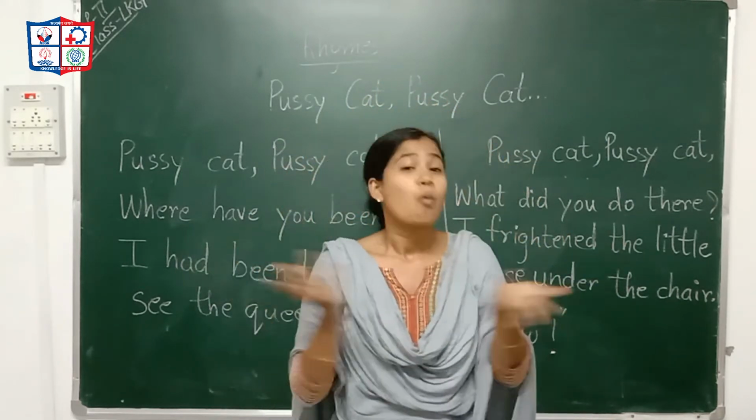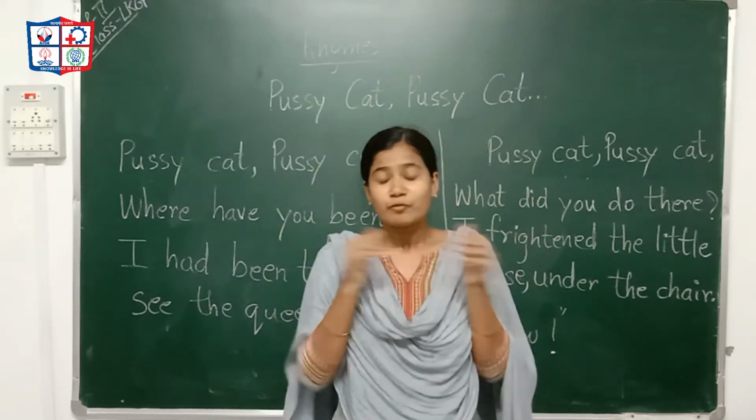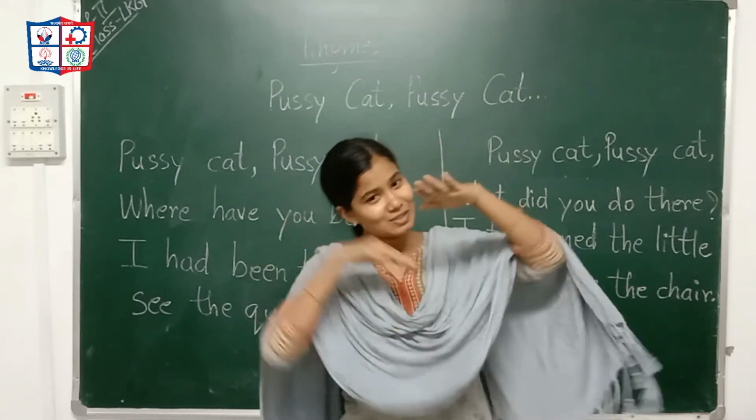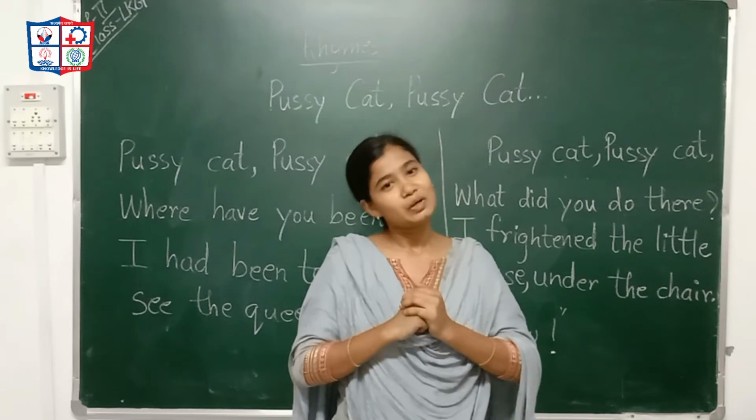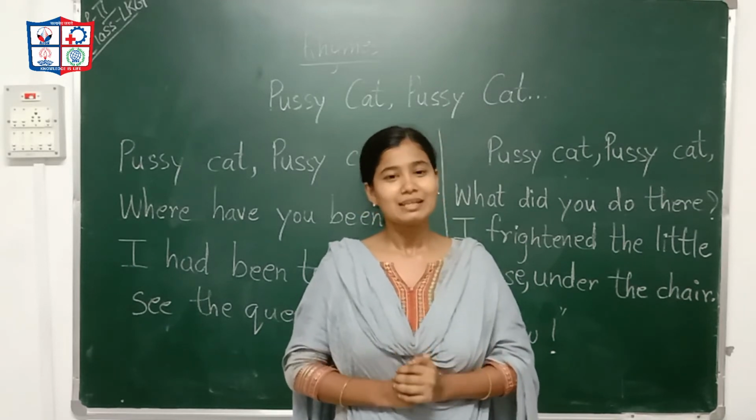Pussy cat, what did you do there? I frightened the little mouse under the chair. Meow. Okay? Now we will do the whole rhyme at once. Okay? Let's start.